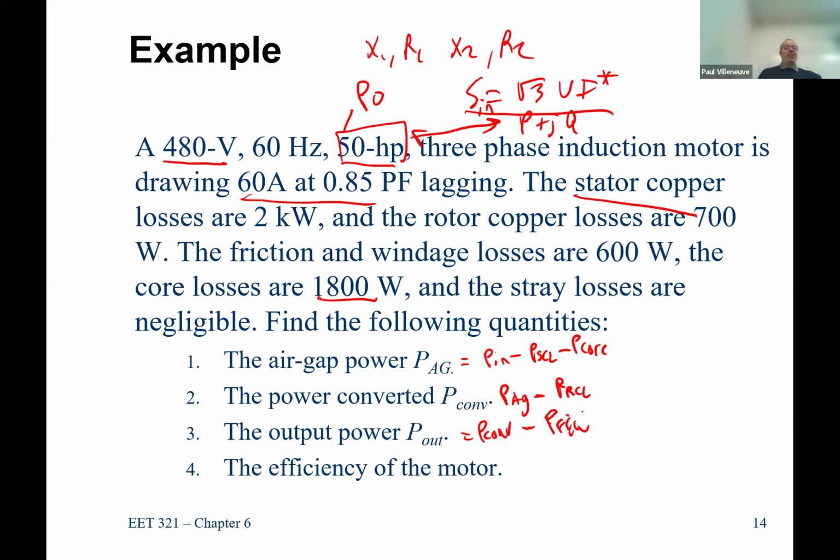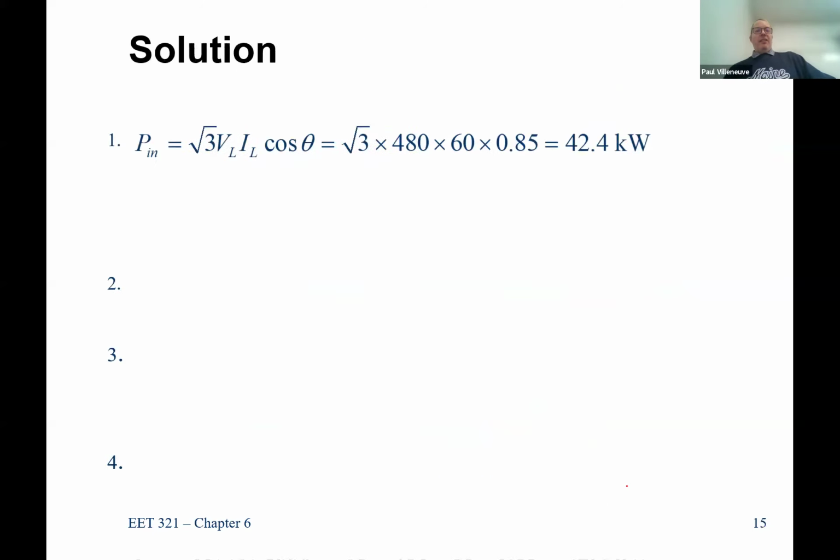And my efficiency calculation is going to be P out over P in. Okay, just take P out over P in. That's how you calculate efficiency. So let's see that. Square root of 3 V I conjugate, or if you just need to go ahead and use the real power calculations, you can just simply go V I cosine theta. So 42.4 kilowatts.